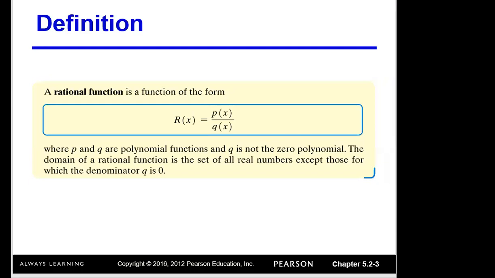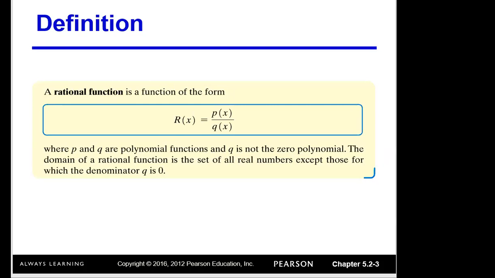Basically, it's a fraction where you have an x in the denominator. You don't necessarily have to have an x in the numerator, but it says a rational function is a function of the form r of x equals p of x over q of x, where p and q are polynomial functions, and q, which is the denominator, is not the zero polynomial, meaning it's just a constant.